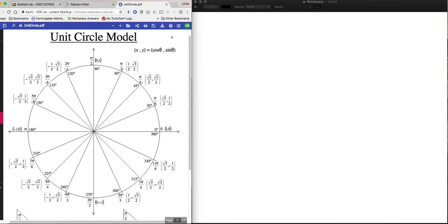If I look at all of the output values, let's look at the sine function first. Over here, the sine is 0 when theta is 0. The sine is 1/2 at pi over 6, rad 2 over 2 at pi over 4, rad 3 over 2 at pi over 3. And then at pi over 2, it's 1. That is the largest value that the sine function can take on.